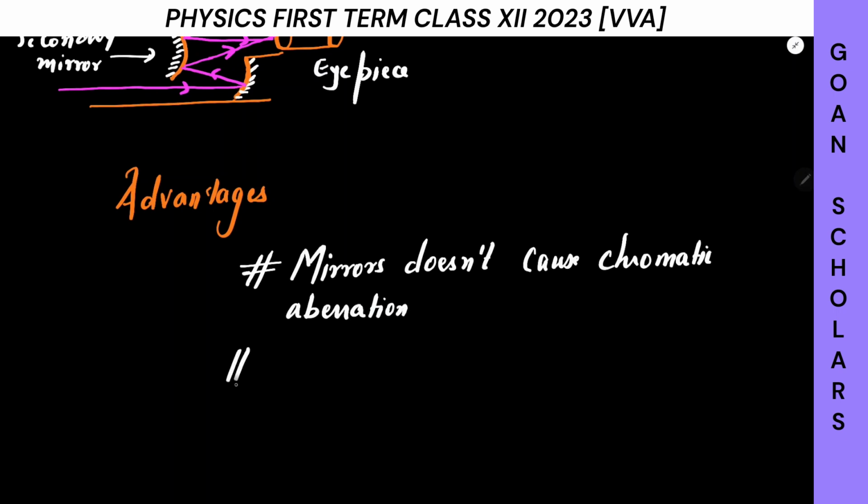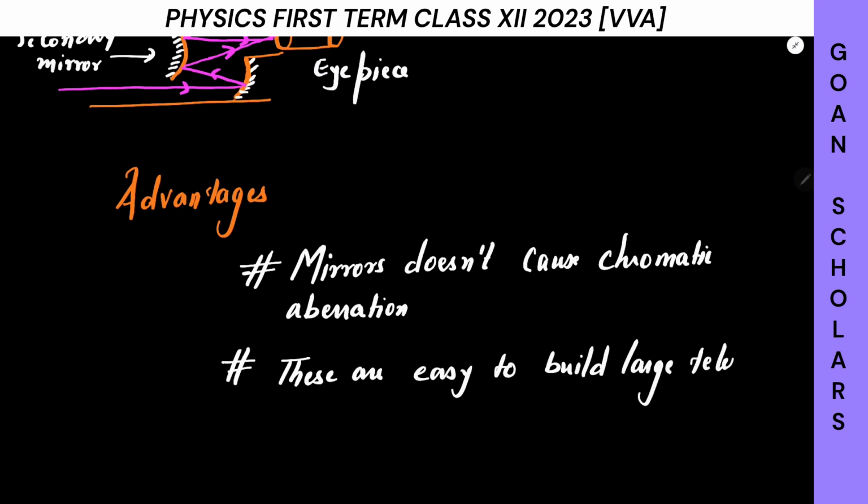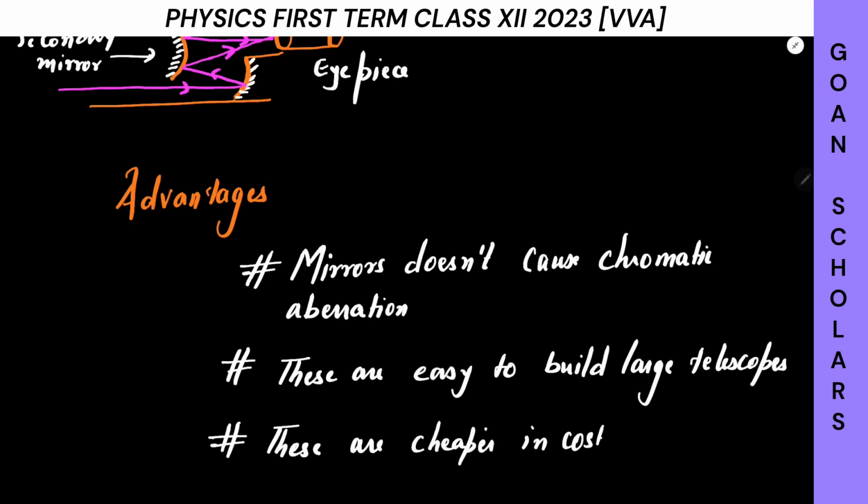Next advantage is they are easy to build large telescopes. Third one, these are cheaper in cost. So these are the advantages, you can write any two.